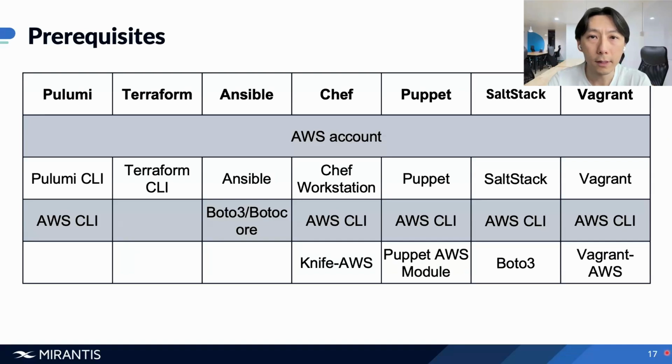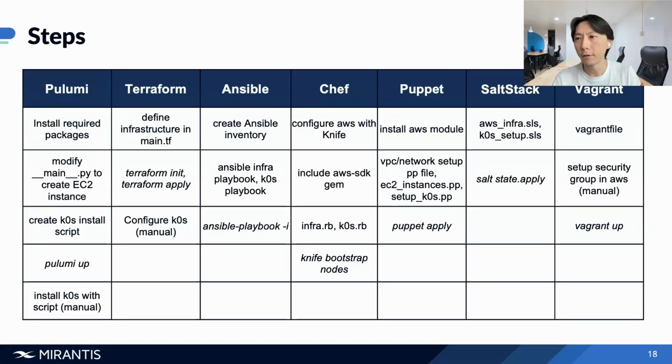The steps for installation vary slightly. Most of them, though, essentially require you to have a core script, whether it's Pulumi, Terraform, Ansible, Chef, or Puppet. All of them need a series of core scripts that define two things, right? One, your infrastructure, so the EC2 instances, and two, the actual installation. How they're broken up varies slightly between the different tools.